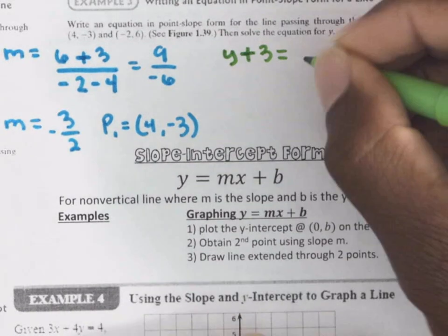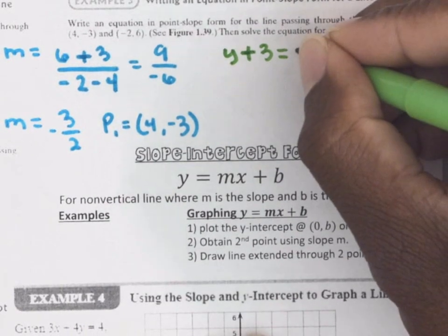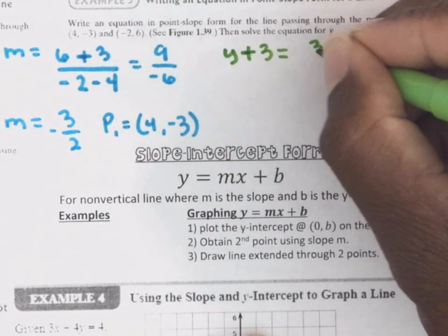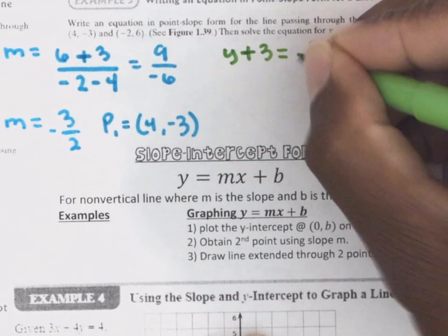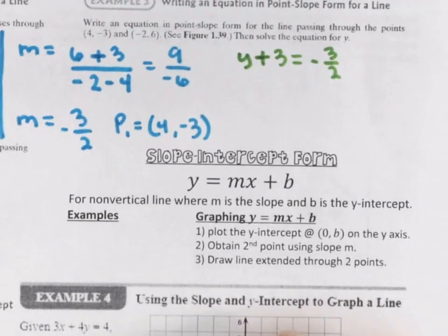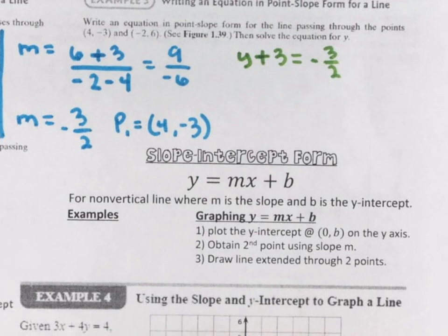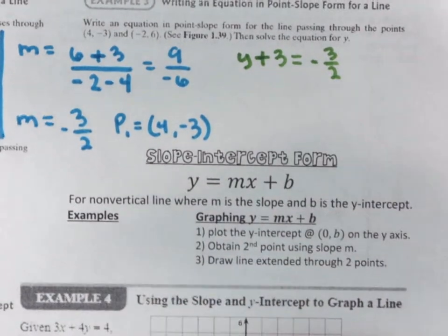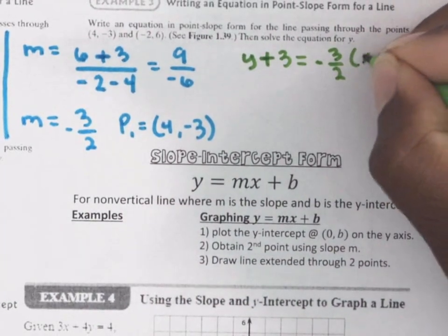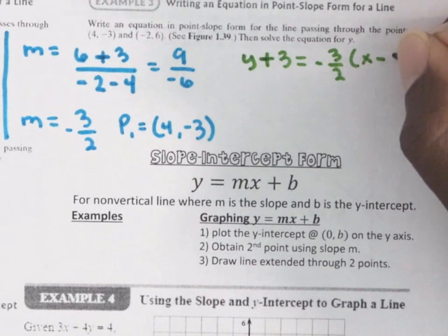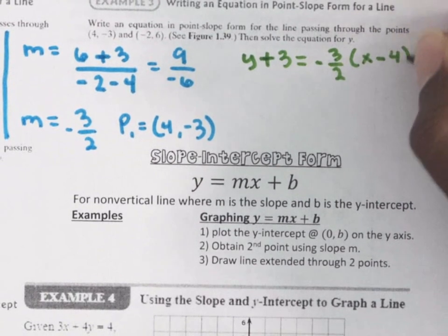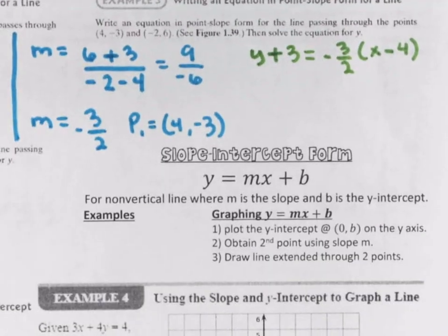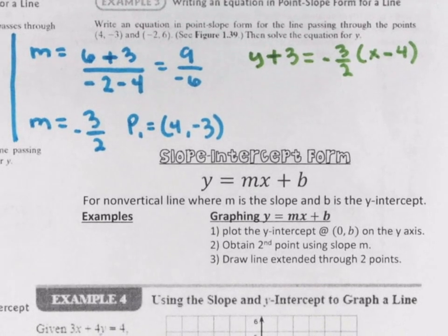Equals, what was my slope? 3 over 2. Yep, 3 over 2. Just need a negative in there. You can put it on the top, you can put it on the bottom, you can put it out in front. Just make sure it's there. Parentheses, x minus 4. All right, that's my point-slope form.